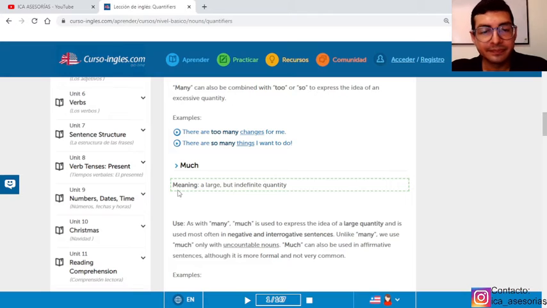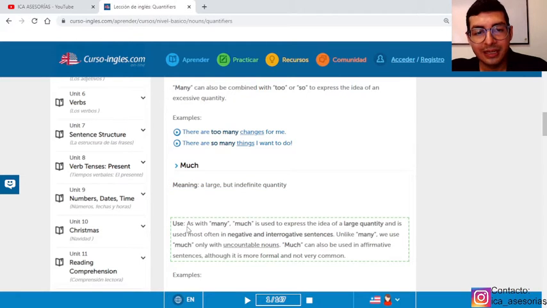Much, meaning a large but indefinite quantity. Use. As with many, much is used to express the idea of a large quantity and is used most often in negative and interrogative sentences. Unlike many, we use much only with uncountable nouns. Much can also be used in affirmative sentences, although it is more formal and not very common.